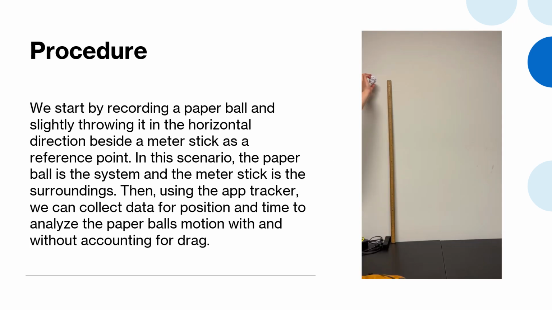For our procedure, we started by recording a paper ball thrown slightly in the horizontal direction, beside a meter stick, and the meter stick served as our reference point. In this scenario, our paper ball is the system, and the meter stick, as well as the wall, are the surroundings. We used the app Tracker to help analyze the motion of the paper ball. And here's that motion of the paper ball, which we then put into Tracker.